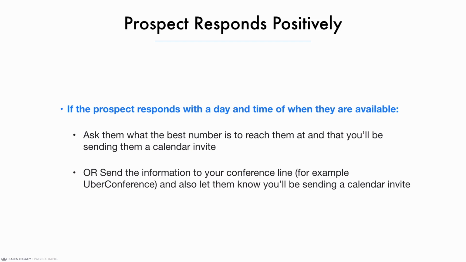For example, if you're using something like Uber Conference, which is a software where people can dial in and wait for you on the call. Also let them know that you're also going to send a calendar invite. So I like to do the second option where I do conference calls, even if it's just one person, and have them dial in, because you don't have to go back and forth and ask them for their phone number, right? So that's what you want to do, conference call, and then send them a calendar invite.